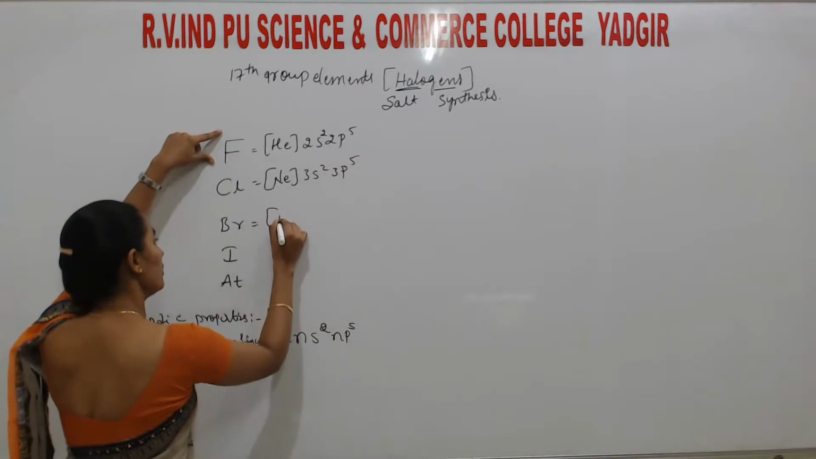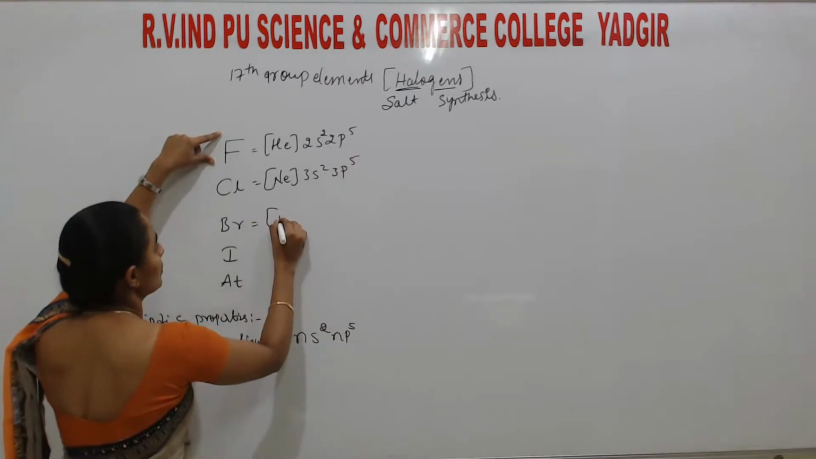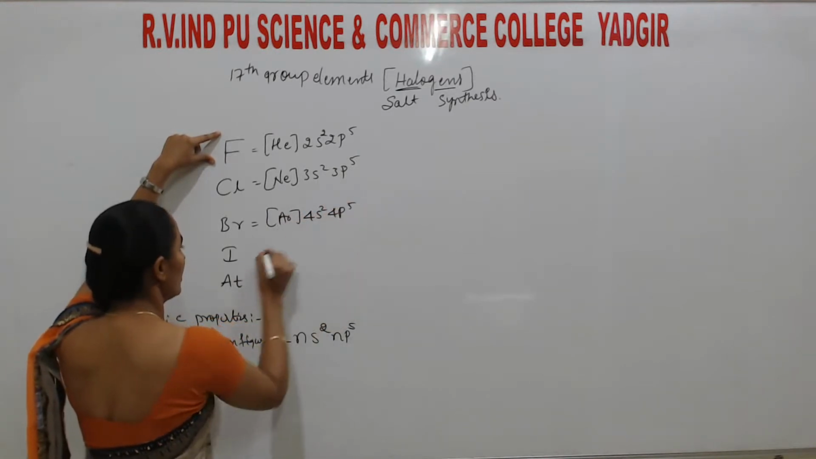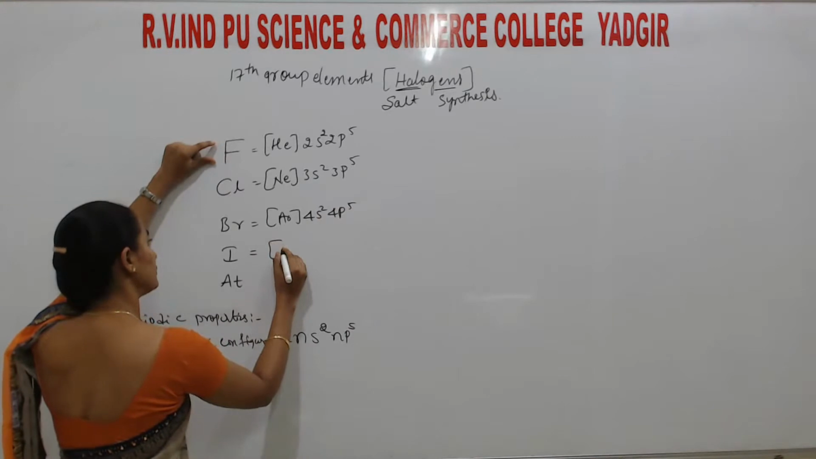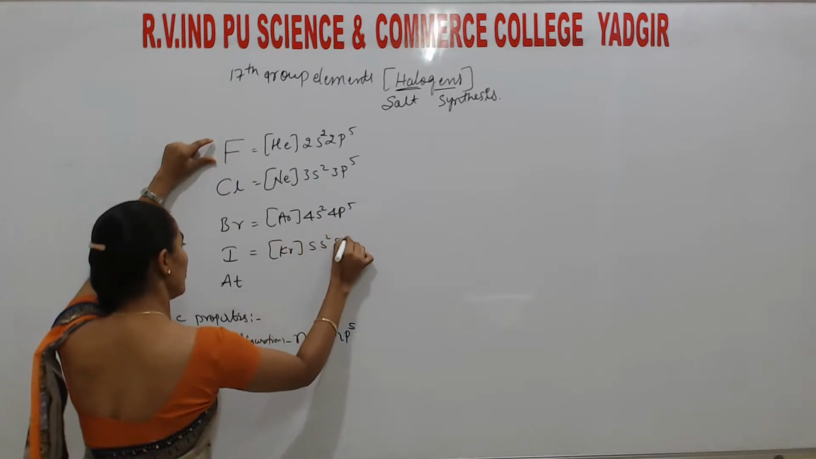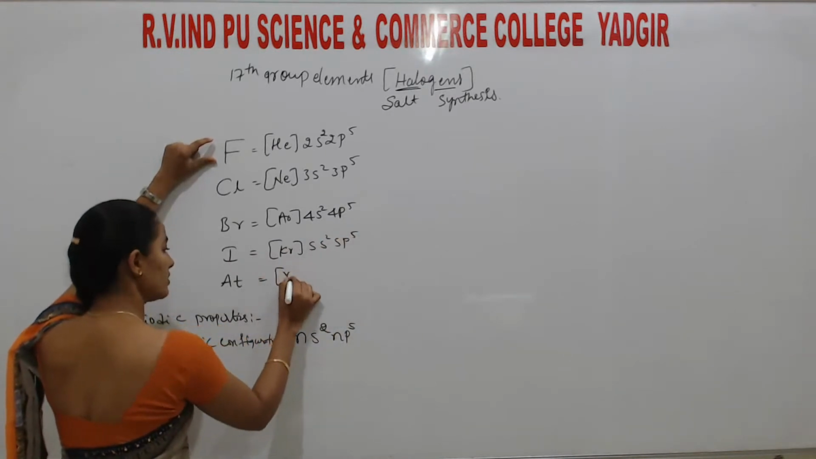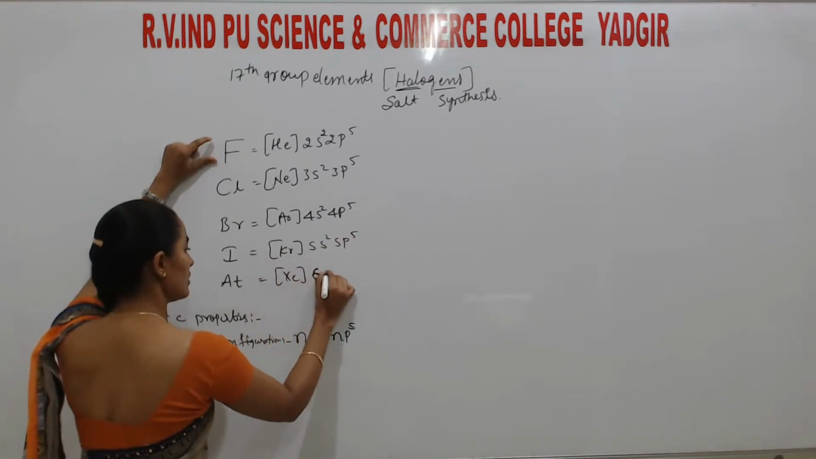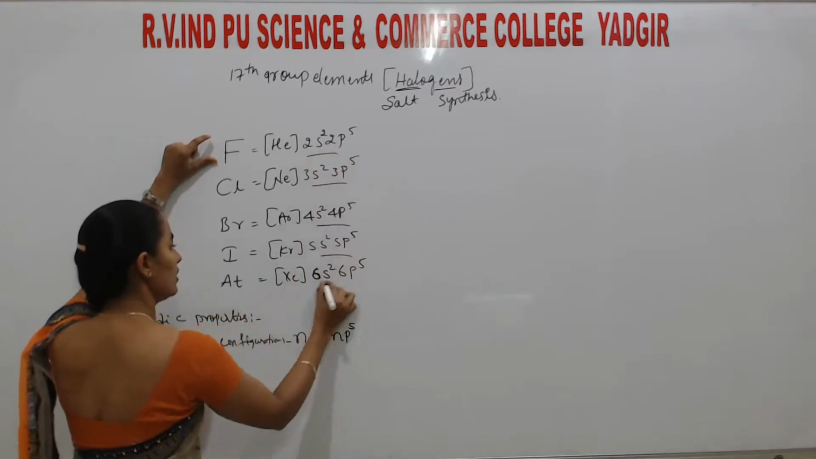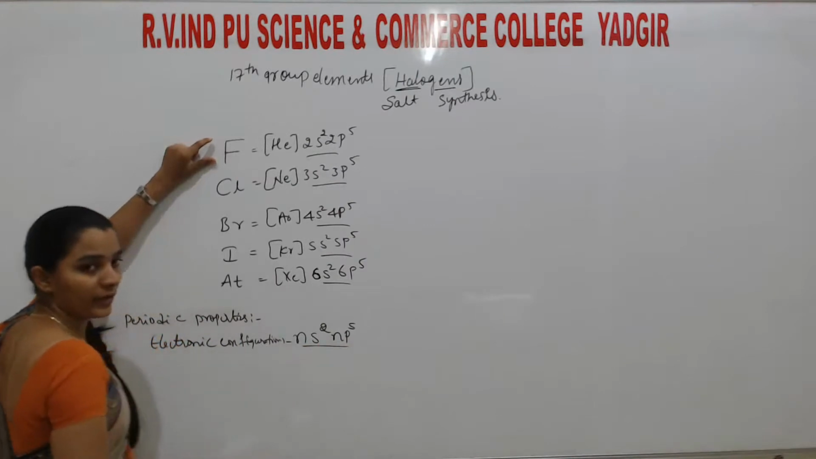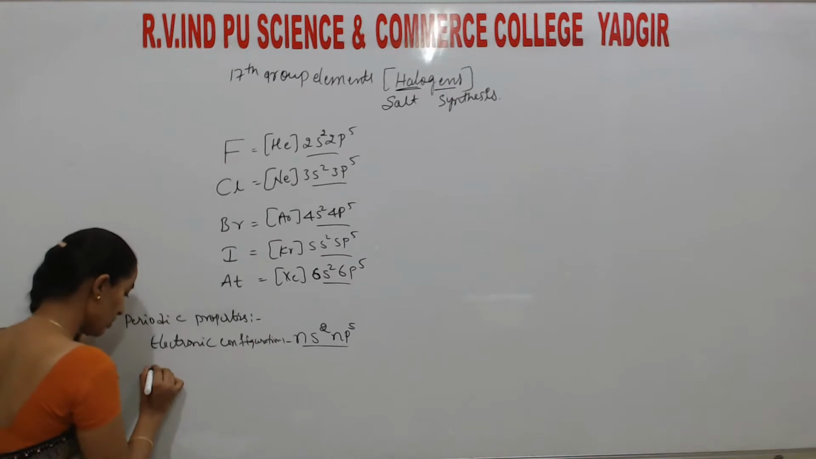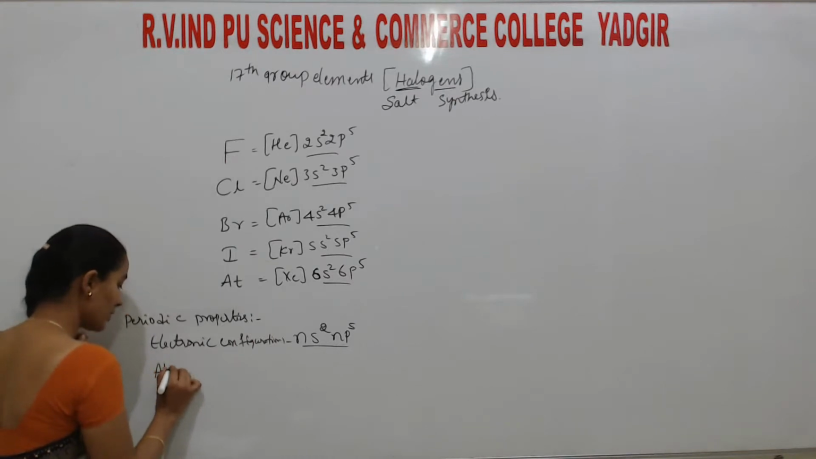Next, bromine is argon 4s2 4p5, iodine is krypton 5s2 5p5, and astatine is xenon 6s2 6p5. So the last valence electron configuration is ns2 np5. That is the first periodic property. Next one, students, is atomic size.